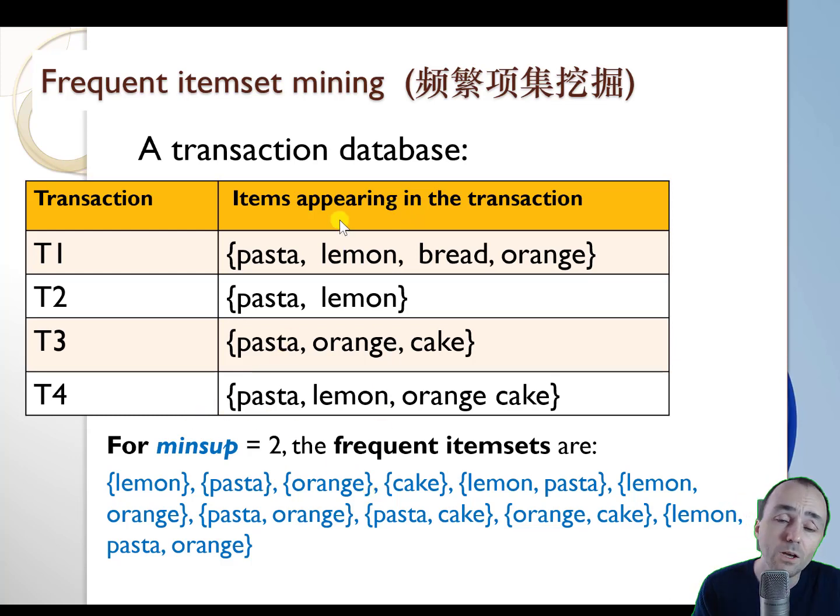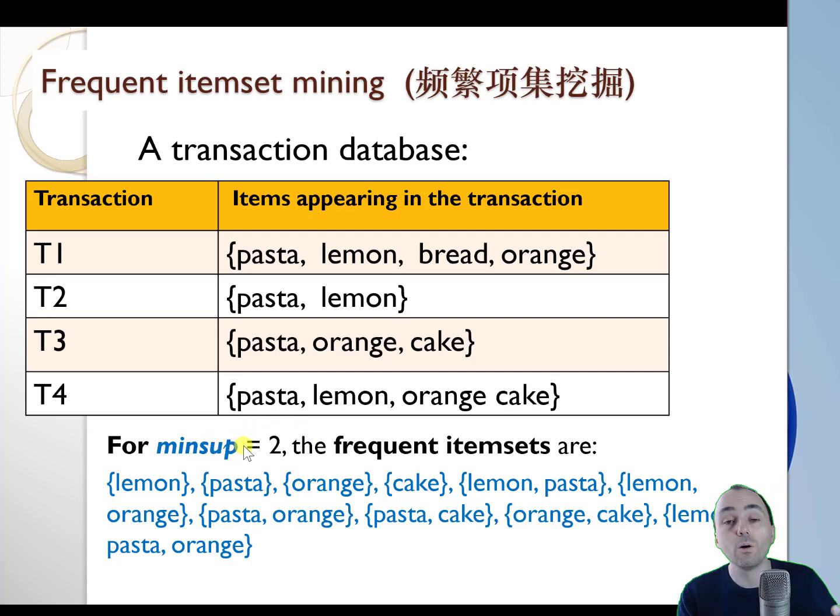Okay. So to do frequent item set mining, we need to set a parameter called the minimum support. Here we set to 2, and we find some sets of items, the frequent item set, that are lemon, pasta, orange, cake, lemon, pasta together, lemon, orange, and so on. So these sets are frequent item sets because the people buy them at least twice, at least 2 times.